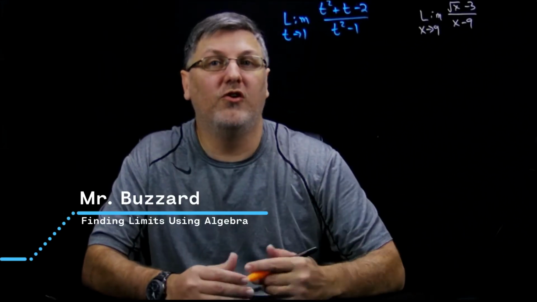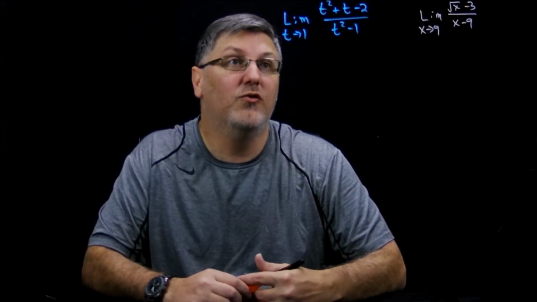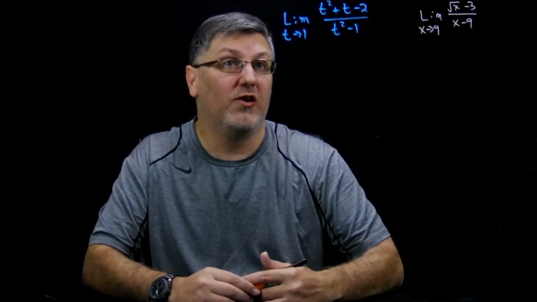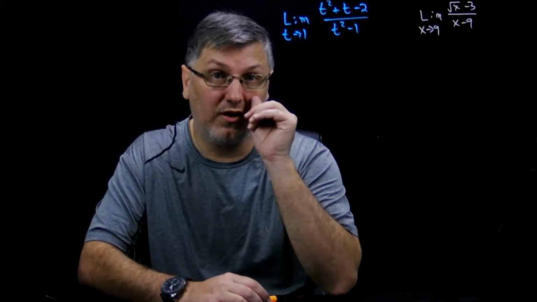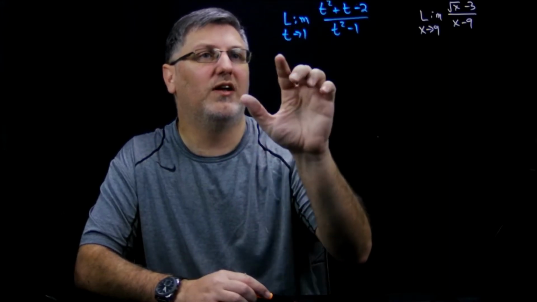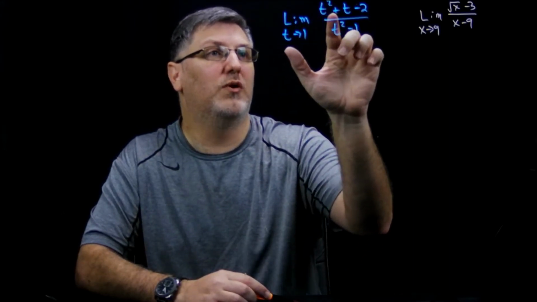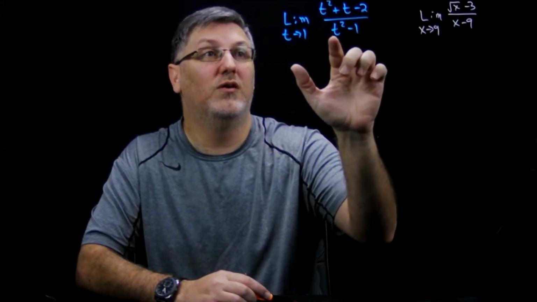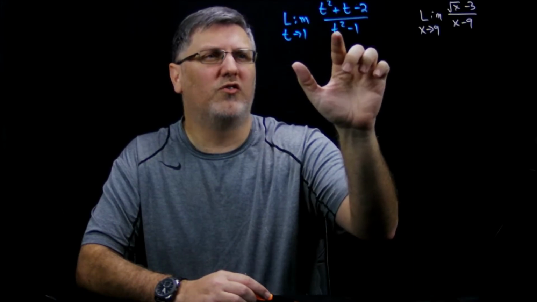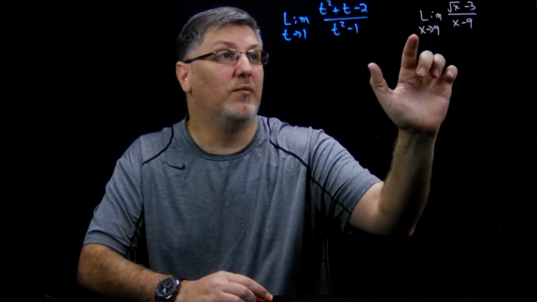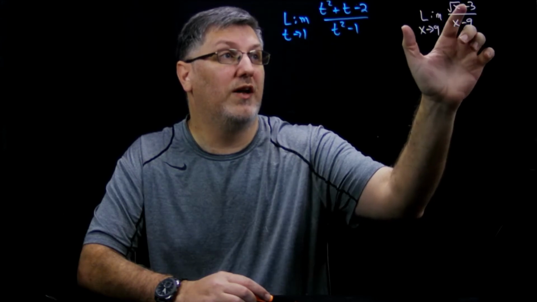Right, so I'm going to show you two common techniques that you can use algebraically to find limits, with limit properties and things along those lines. The first problem I'm going to work, to show you one common scenario, is the limit as t approaches 1 of t squared plus t minus 2 over t squared minus 1. The other one is going to be the limit as x approaches 9 of the square root of x minus 3 over x minus 9.